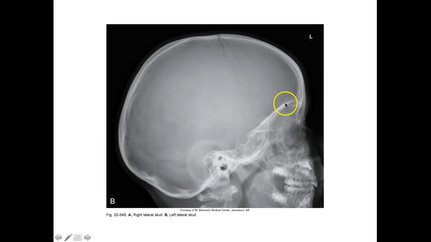So this one here, the orbital plates are off by a little bit. You can see just a little bit off. Here's your sella turcica with your dorsum sellae. And you can see here, this is your right EAM. This is your left EAM. Why? This one's bigger. It's magnified, right, further away.